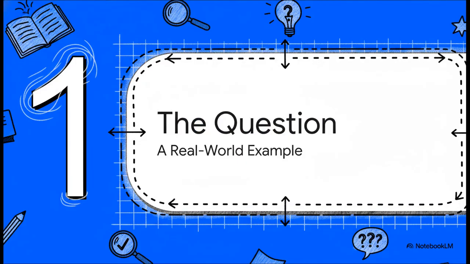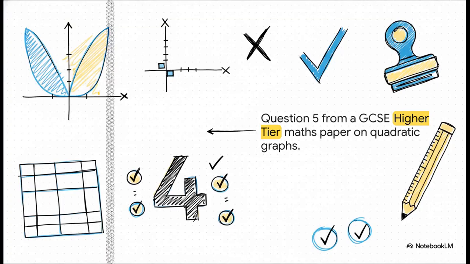All right, first up, the question on the page. So to crack this thing, we need a real-world example. And here it is. This is question 5 from a GCSE higher-tier maths paper. It's a pretty standard question on quadratic graphs. You've got 2 parts. First, fill in a table of values, and second, draw the graph. It looks simple enough, right? It's worth 4 marks in total. But the real question is, how are those 4 marks actually broken down?